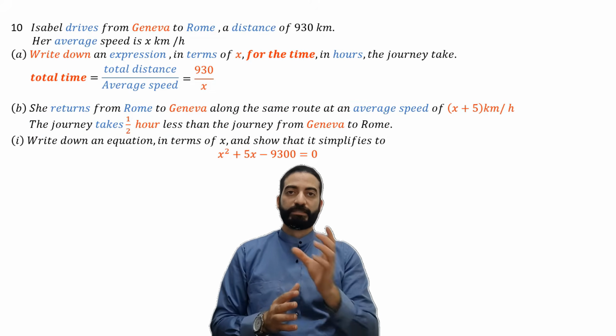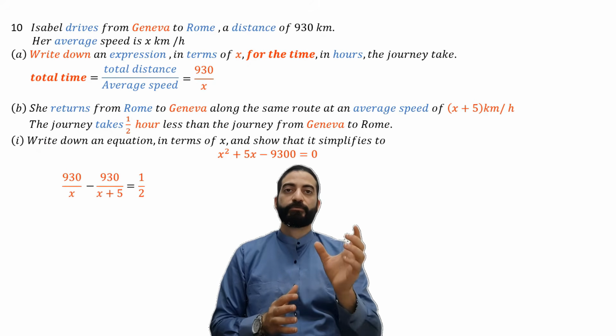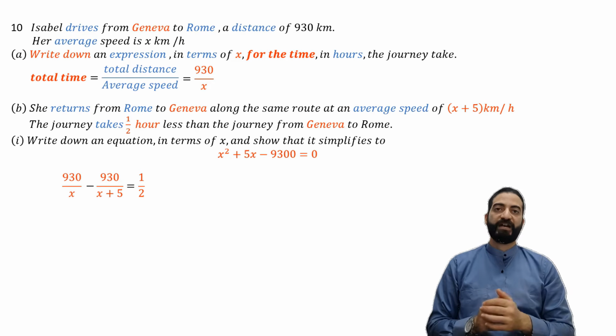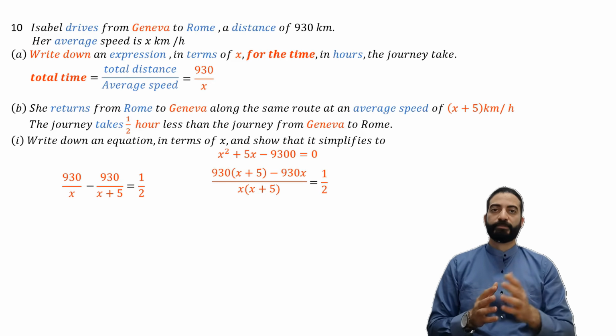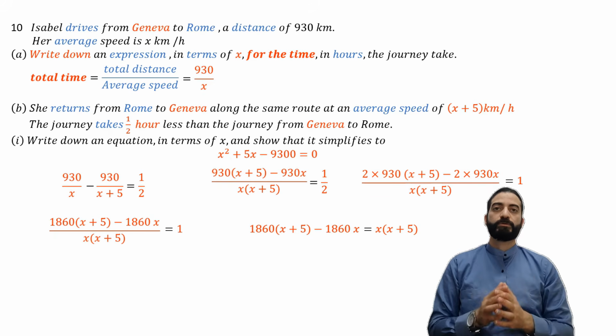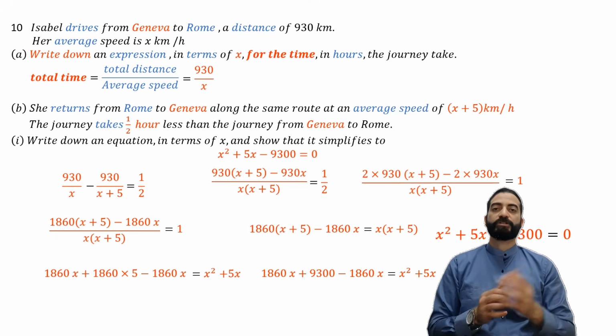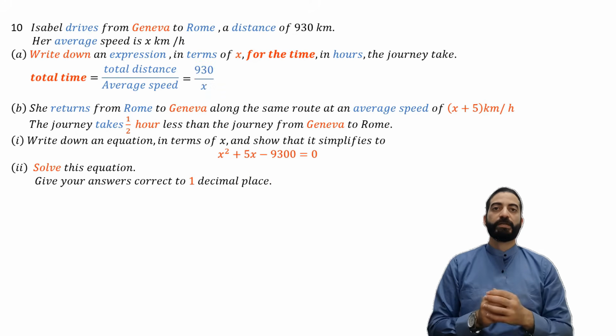This means total time from Geneva to Rome minus total time from Rome to Geneva equals half. We can now do the same denominator, and now we cross multiply, and now we expand and simplify to get the equation. Now we move to this question.